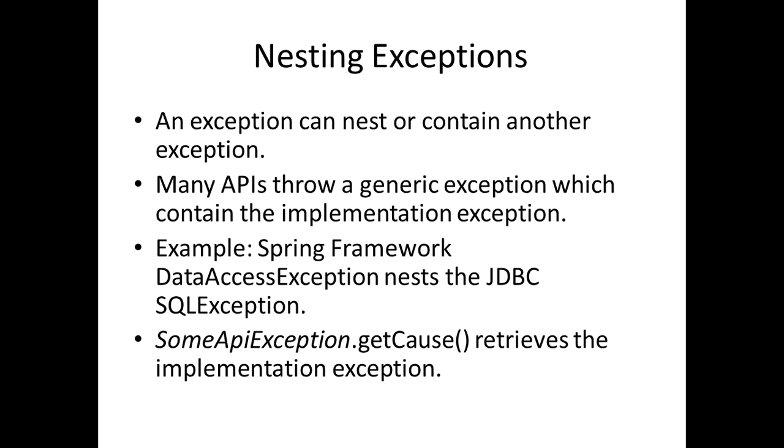And exceptions, like I said, can also contain other exceptions. Like in the very first slide I said, an exception can have a cause. The cause can be another exception. Many APIs throw a generic exception which contains an implementation exception. For example, in the Spring framework, you will see an exception called DataAccessException. Whenever you do anything with a database, any method calls, Spring always throws this very generic exception, and that internally contains another nested exception, which is the SQLException that happened when you are trying to do something with the database. So these are called nested exceptions.